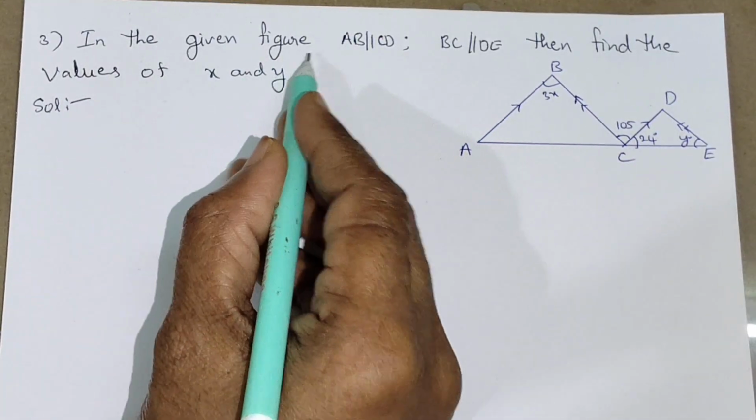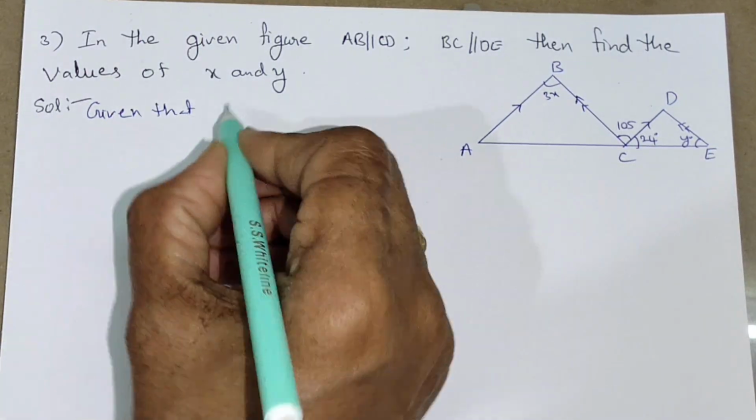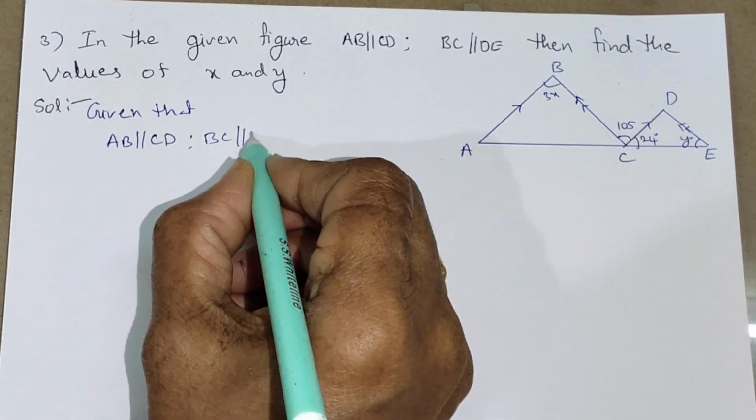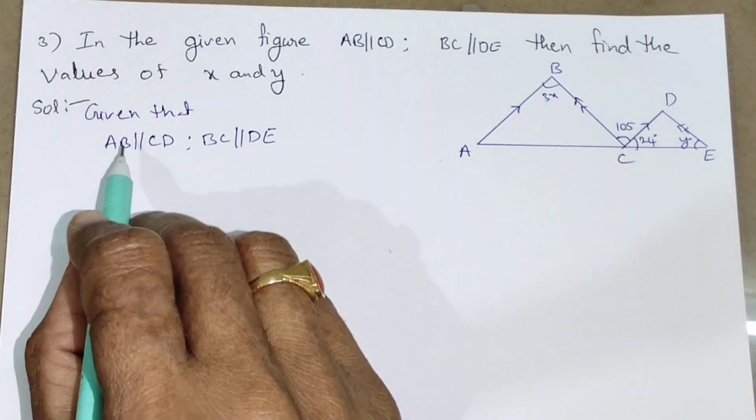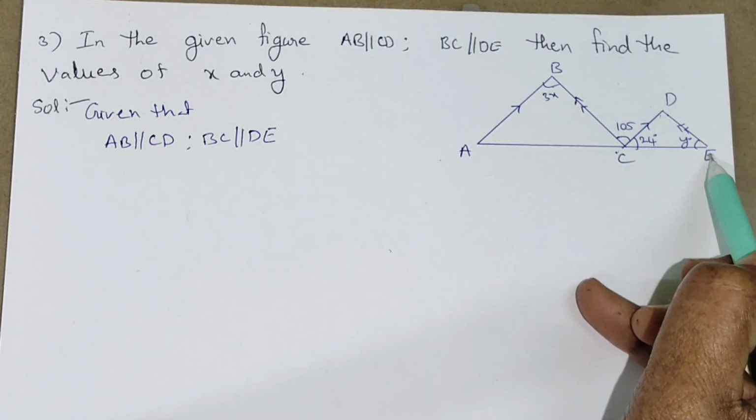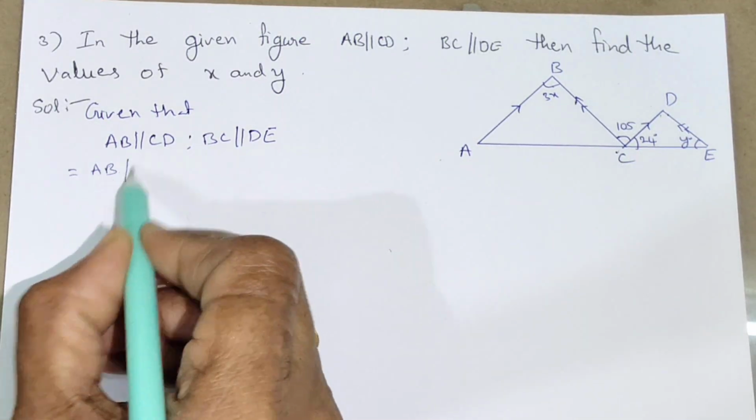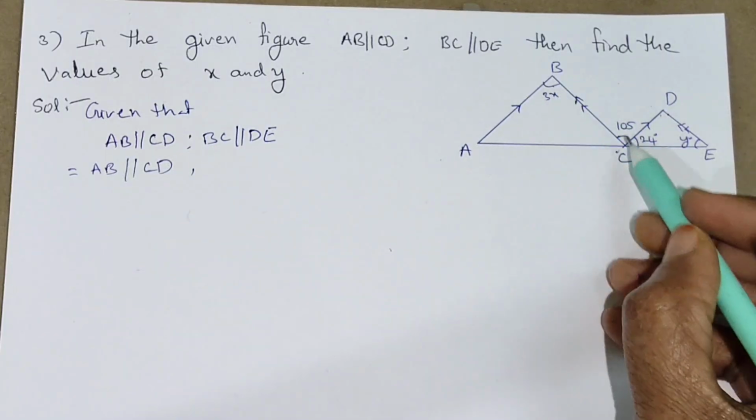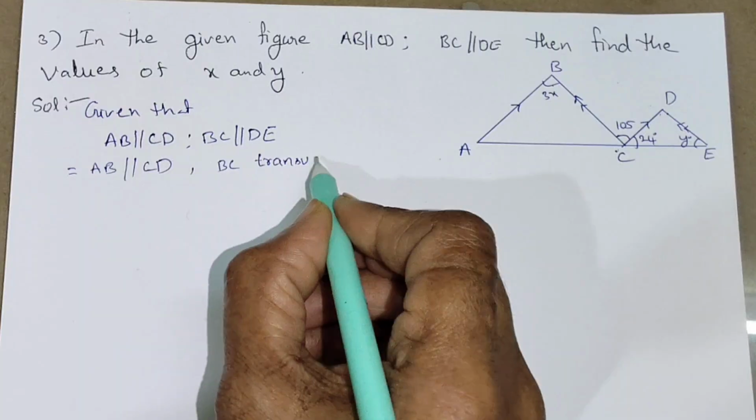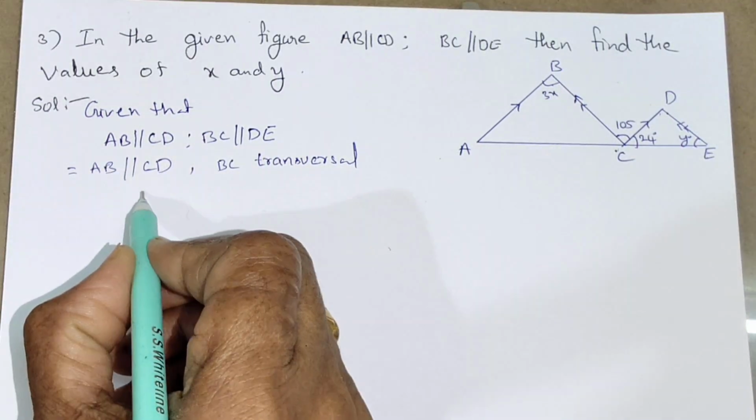Now, first in the given figure AB is parallel to CD. We write the given data. Given that AB is parallel to CD and BC is parallel to DE. So these two are the parallel sets. First we take AB parallel to CD. Here BC is a transversal. So 3x equal to 105.